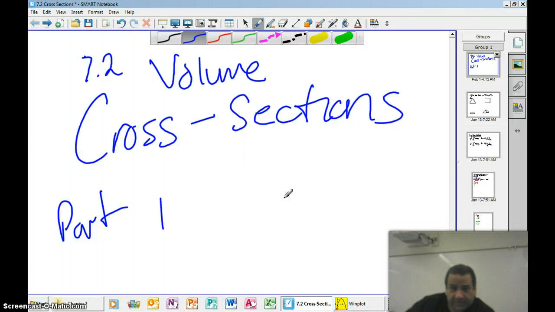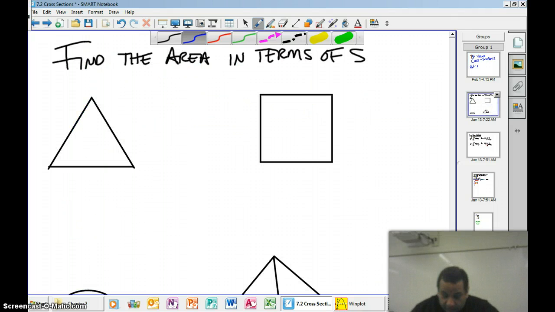All right, folks, today we have 7.2. 7.2 is, we're going to look at volume. And we're going to take cross sections of things we did in 7.1. This is part 1, meaning that 7.2 has a couple of parts to it. Let's bring you back to geometry.